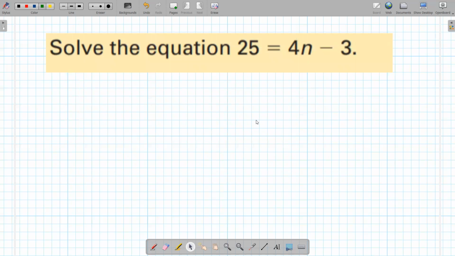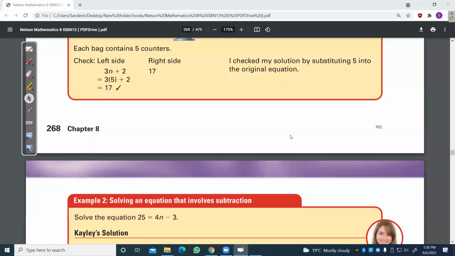What about this? You just add 3 and then divide by 4. Yeah, so the answer is 7. Okay, 28 over 4 is 7. Super simple.